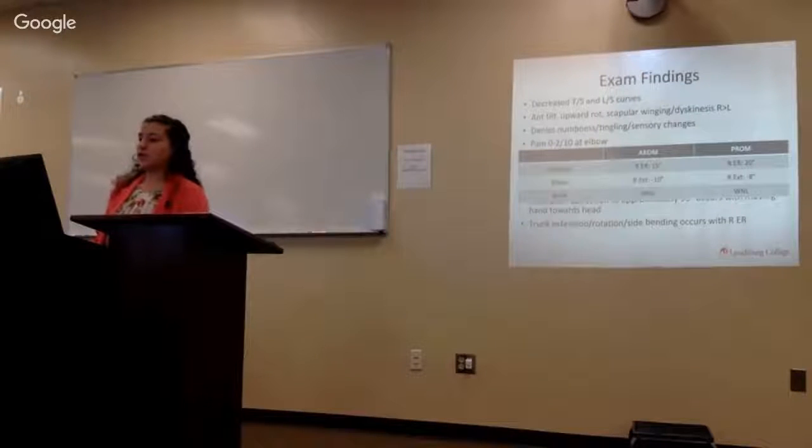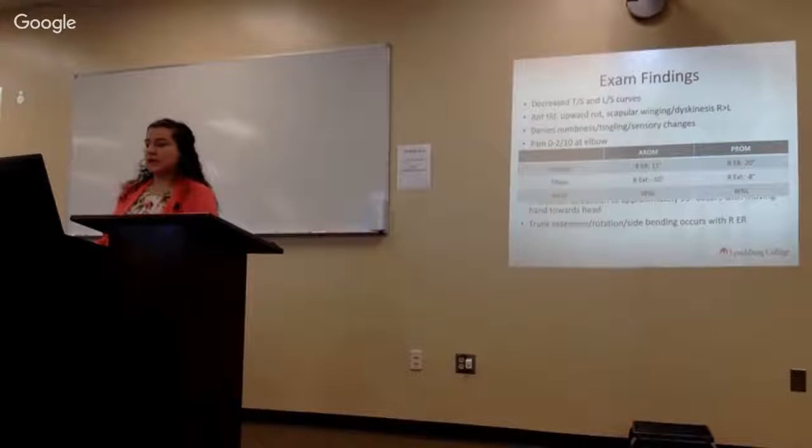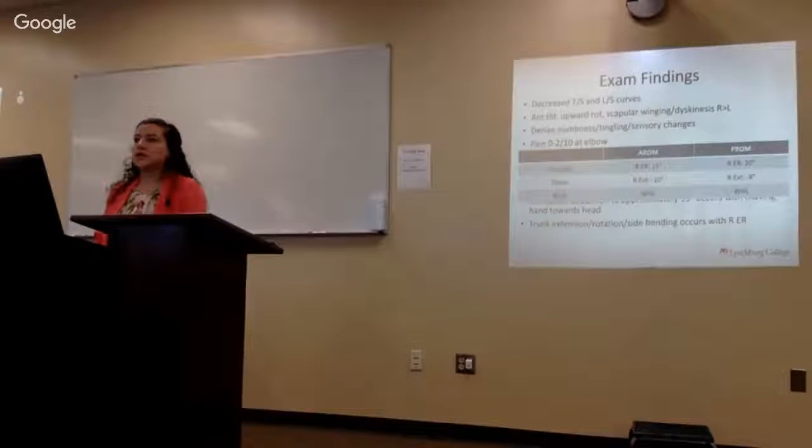During my objective findings, I found that she had decreased thoracic and lumbar curves. She had the normal rounded shoulders, forward head position. And she had increased scapular winging, and this consists more on the right than the left. She denied any numbness, tingling, or sensory changes into either one of her extremities. And she had very minimal pain, and this pain only occurred at her elbow, more on the lateral side.